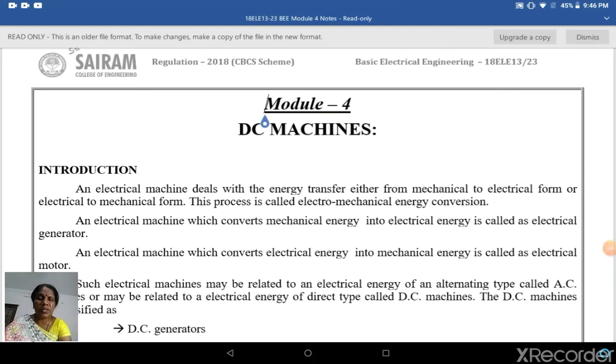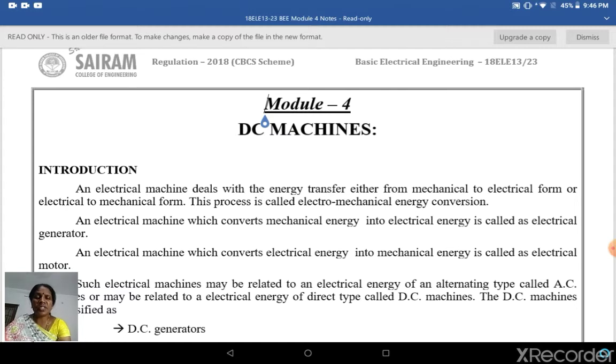Good morning, students. Today in class we are going to learn about the DC motor. In the previous lectures, we have learnt about the DC generator. Now we are going to learn about the DC motor.